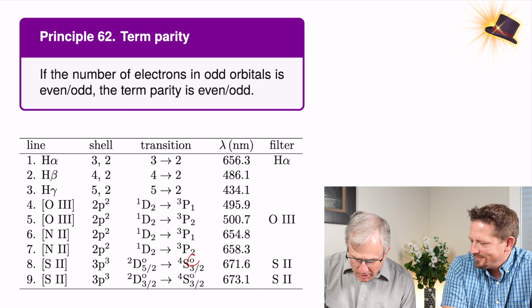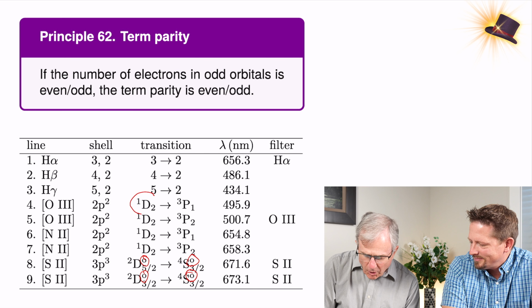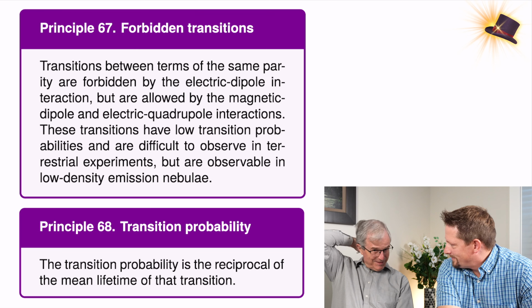Okay, so that's why we have these odd markings here for those. But here, I would like for you to notice that this is a transition between an even term and another even term. This is a transition between an odd term and another odd term. Now we get to say what forbidden means.